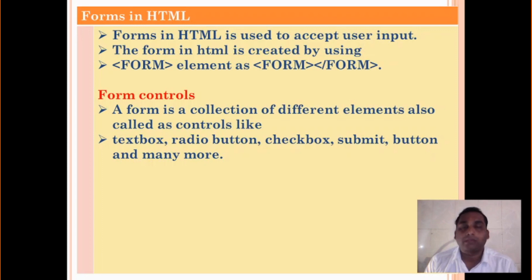When you type your seat number and click on the submit button, the seat number goes to the Maharashtra State Board website. They verify your seat number and accordingly the result is displayed back to you. So how do they collect your seat number? It is through forms. Hence, forms in HTML are used to accept the user input.